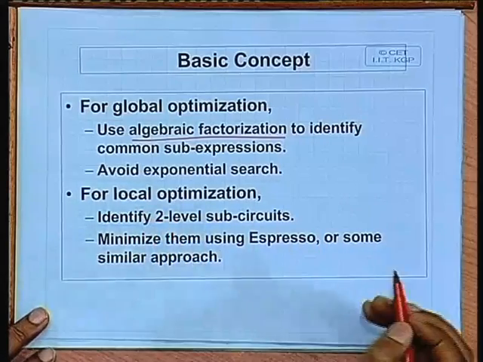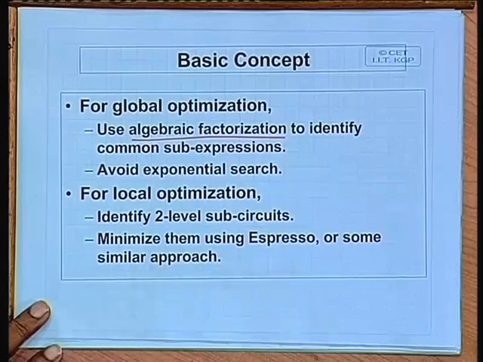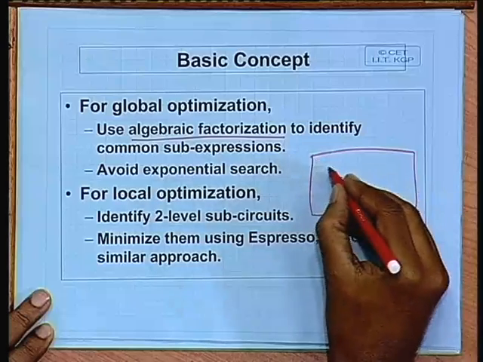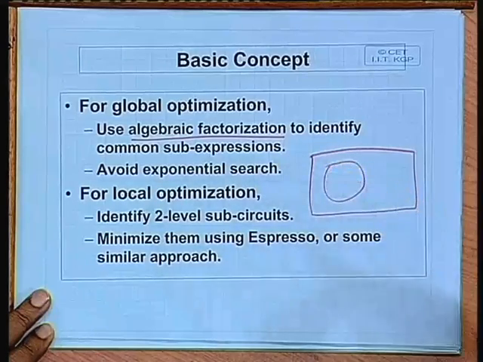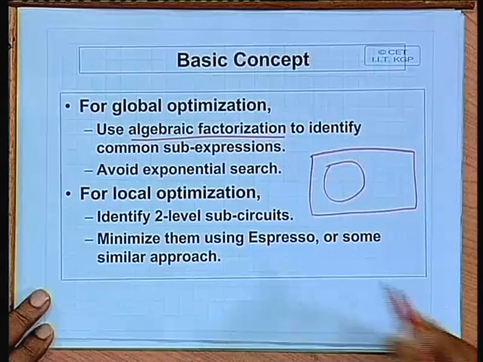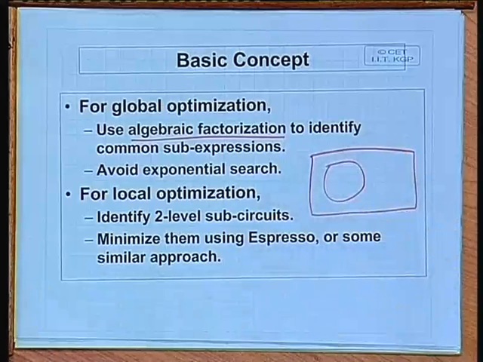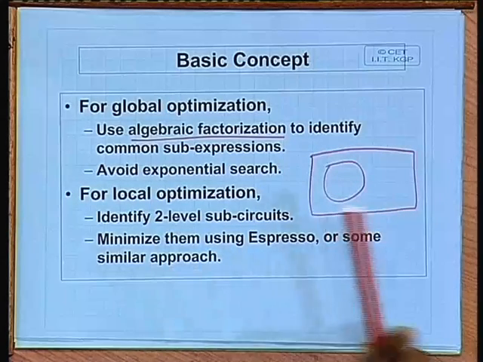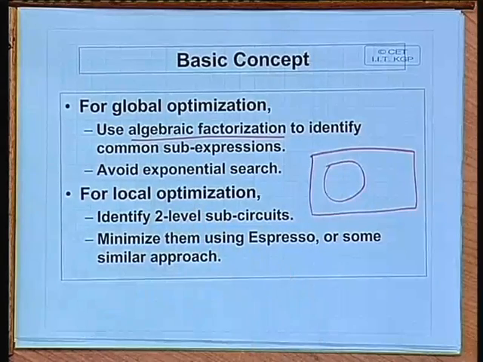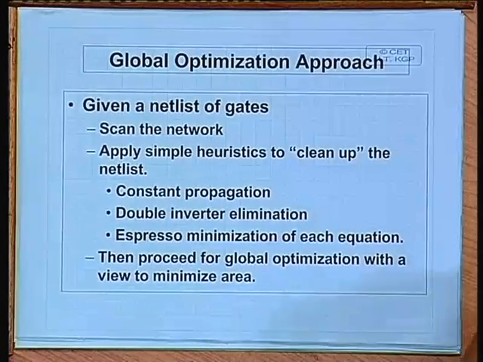And for local optimization, it identifies 2-level subcircuits and minimizes them using espresso. So from the bigger circuit, it also identifies smaller subcircuits in between, and it tries to optimize them using espresso. So espresso is used as a function which is called from MIS. I am not going into detail, but this is roughly the approach. This is used for local optimization, but for global optimization it uses a few techniques.